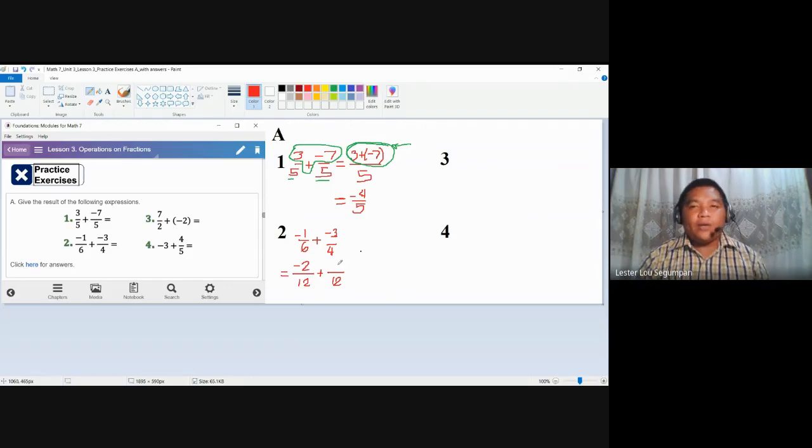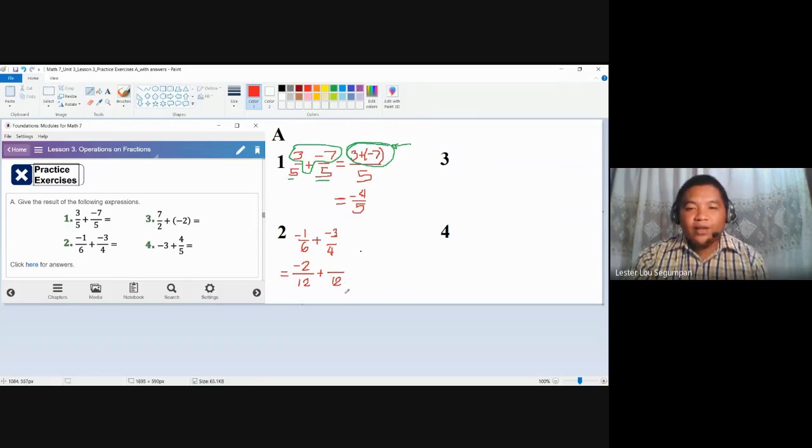To check whether our equivalent fraction is actually the same as the original one, try to simplify. 2 over 12. We know that 12 is 2 times 6, so we can cancel out 2. We still have 6 in the denominator, and we have 1 in the numerator, so it goes back the same. Okay. As for the second fraction, you have negative 3 over 4.